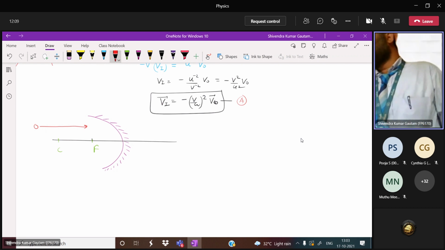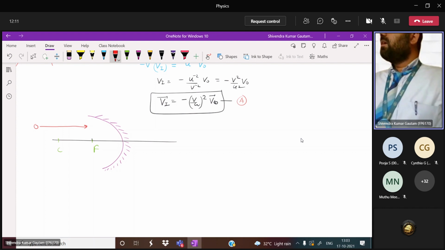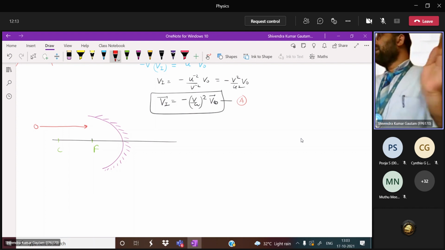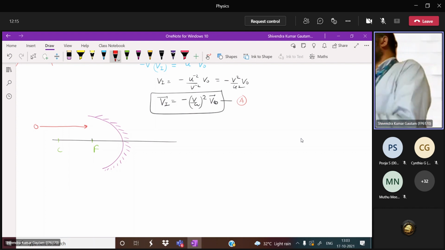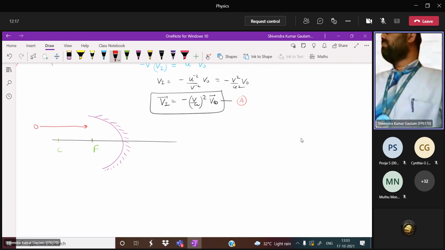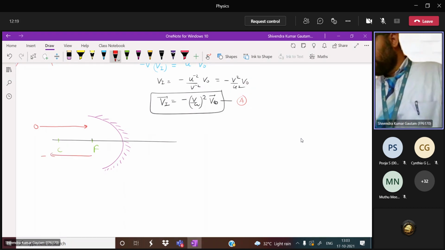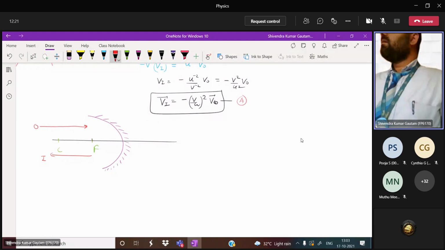Same you can understand by this relation also. If object moves from infinity to focus, image moves from focus to minus infinity, means image moves like this. This is for real image we are talking about. Real image will form or not in this? Minus infinity to focus, real image forming, right?